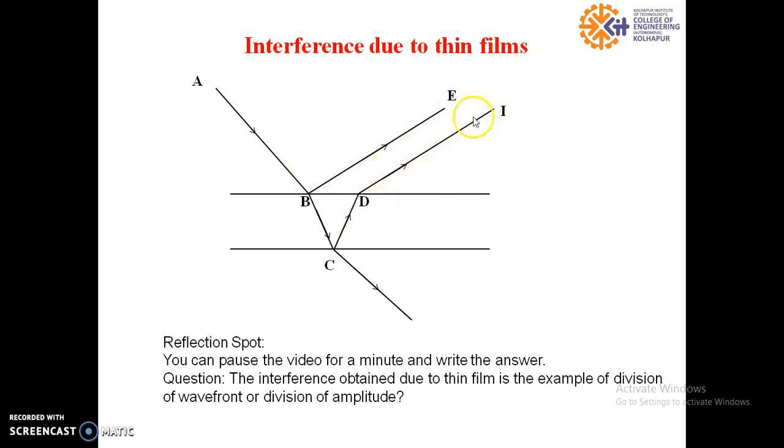हे दोन रेज जे आहेत ते पॅरलल आहेत. But the path traveled by this ray BE and DI is not the same. DI ray ला BC plus CD एवढा path travel करावा लागतो आणि ह्या BE ray ला सुद्धा extra path difference travel करावा लागतो. So in order to find out this extra path difference, we have to draw normal.